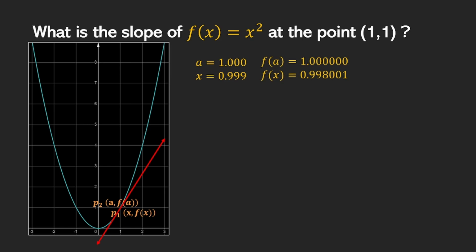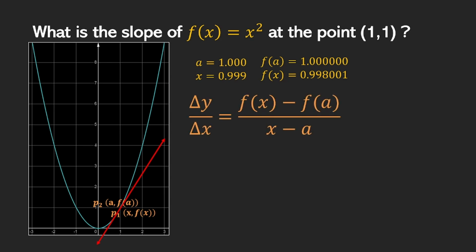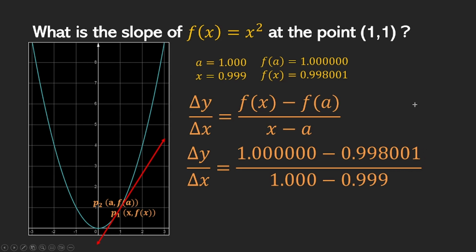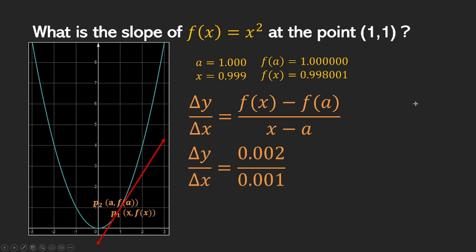We're going to get f of a is equal to 1, again, obviously, because 1 when squared is also 1. And then f of x is going to equal 0.998001. So let's pull that delta y over delta x formula out and then plug in our values and simplify. I'm not going to read all that, but simplified is 0.002 over 0.001. Simplified again, you'll get 2 over 1. Simplified even more, you'll just get 2.